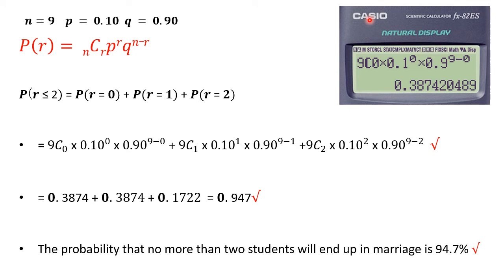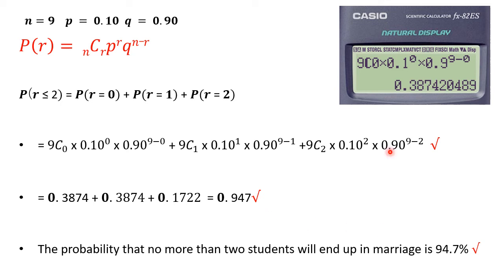Now we can pick up from that video. Remember here we are saying no more than 2. So we've already done our calculation for the first one, which gives us 0.3874 to 4 decimal places. We compute the next one in the calculator, and we get that one. We compute the next one and we get that one. We add them all together and that is our final answer.